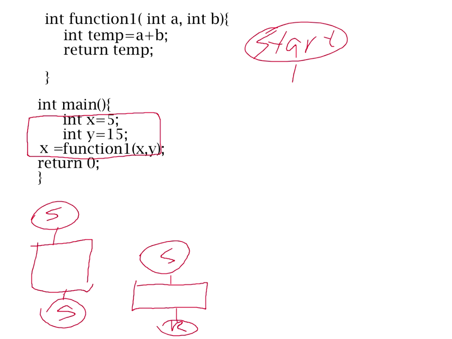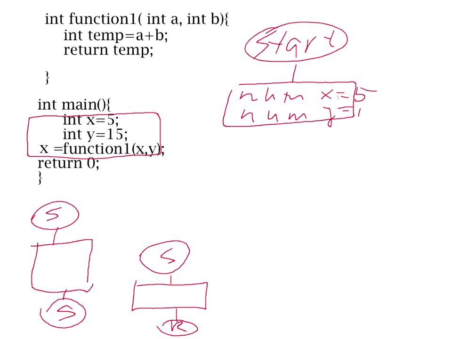Okay, so let's see in a little bit more detail how that looks. We have start, and we have the declaration. We declare x and y, right? So x is a number, and we have number y, and x is 5 and y is 15.